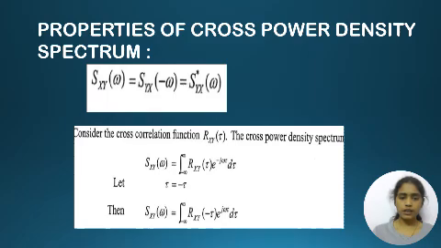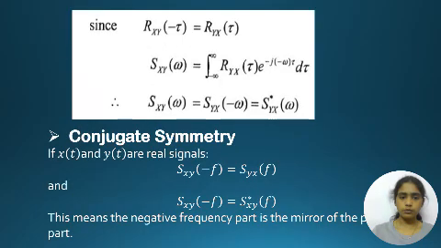Let tau equal minus tau, then Sxy of omega equals integral from minus infinity to infinity Rxy of minus tau e power j omega tau d tau. Since Rxy of minus tau equals Ryx of tau, Sxy of omega equals integral from minus infinity to infinity Ryx of tau e power minus j of minus omega tau d tau. So Sxy of omega equals Syx of minus omega equals S star yx of omega.